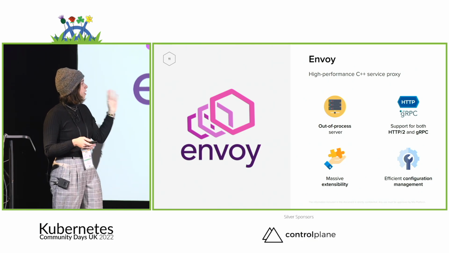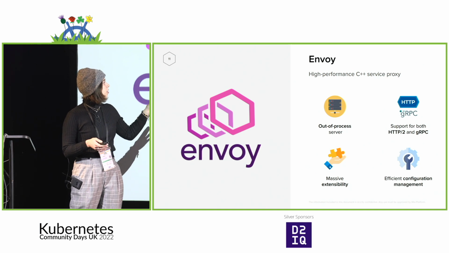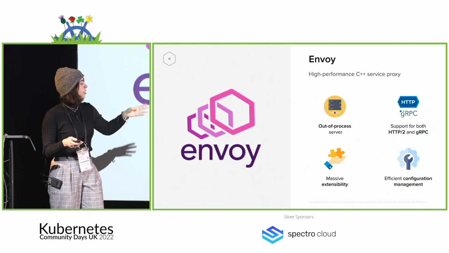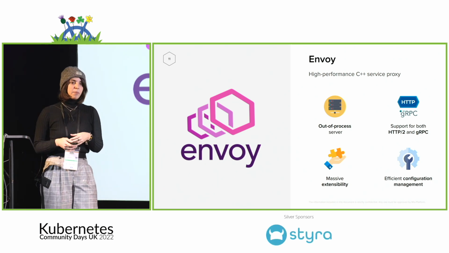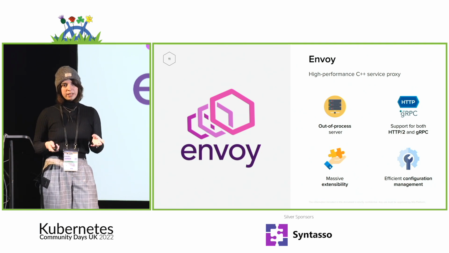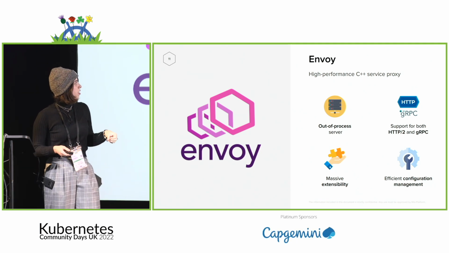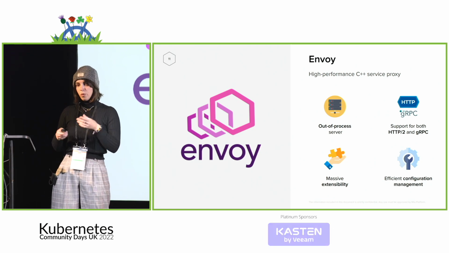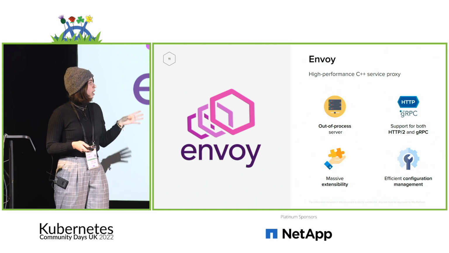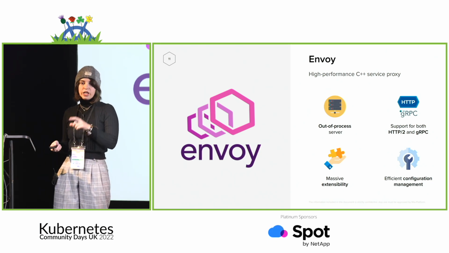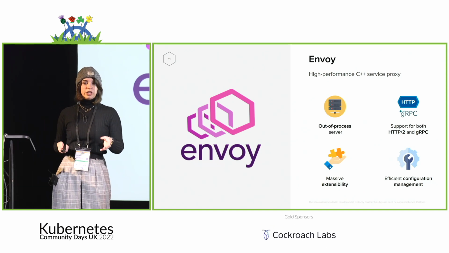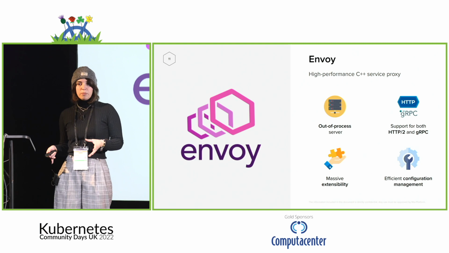So among its noteworthy features, we can say that it is an out-of-process server, meaning that it can be implemented in any environment. It is completely independent from the environment it is built in. So this means that we have quite the freedom to build it pretty much everywhere. Then it has support for both HTTP2 and gRPC, also HTTP3 from one of the latest versions, meaning that we have more freedom when implementing our connections. Then it has a massive extensibility.